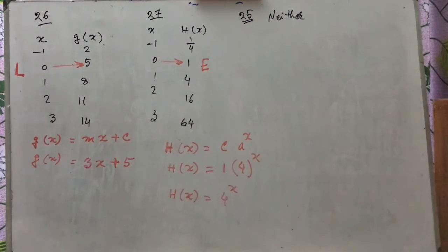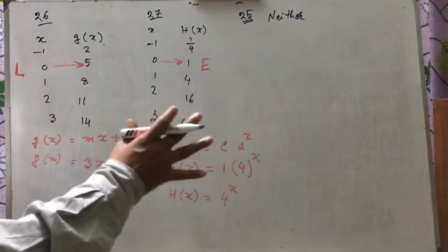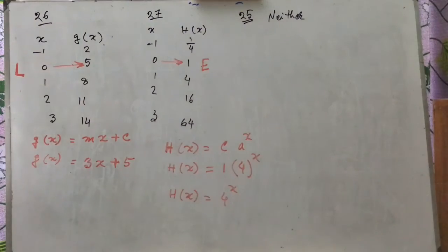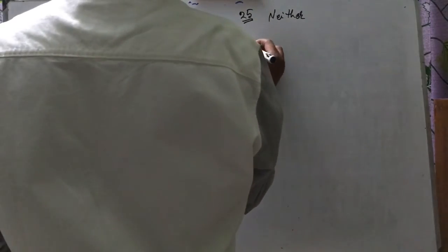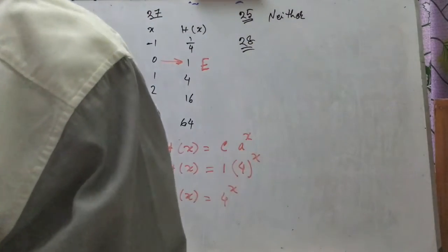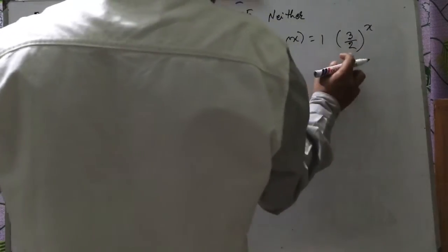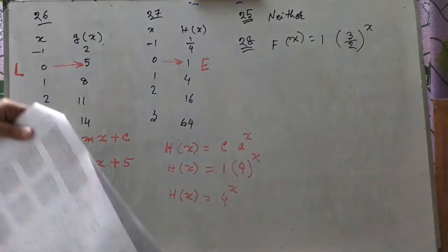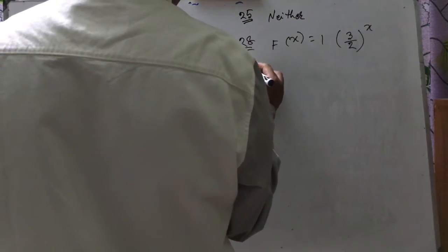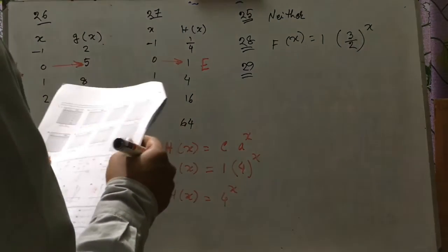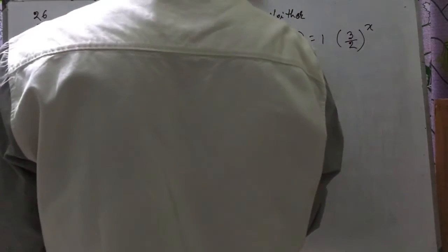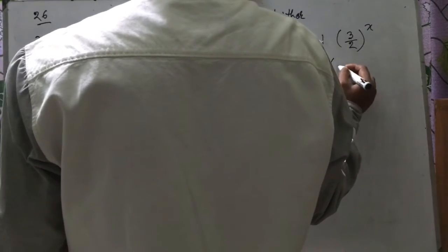I will just quickly talk about the answers of the other questions so that you can match. The basic idea is the same. After 25, 26, 27, now 28 number. 28 number is exponential and the function will be f of x equals 1 into 3 by 2 to the power x. In this case, the common ratio is 3 by 2. Why f of x? Because the function is defined by f of x. 29 number is exponential. So f of x equals 3 into 2 to the power x.